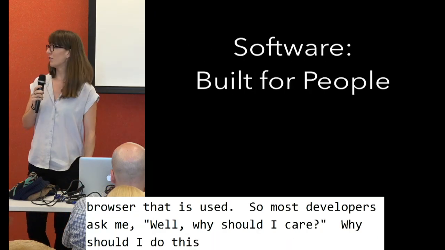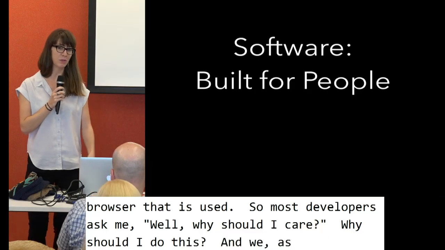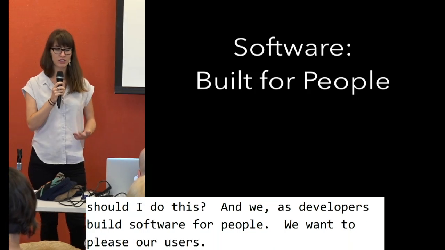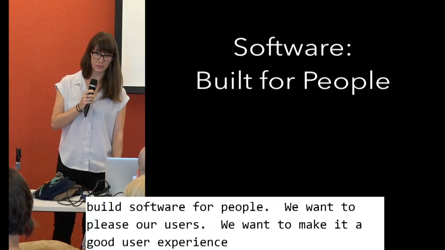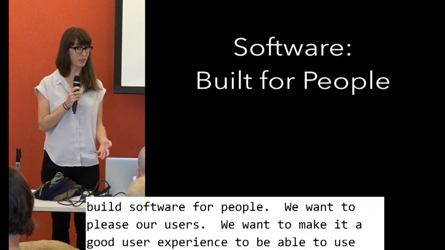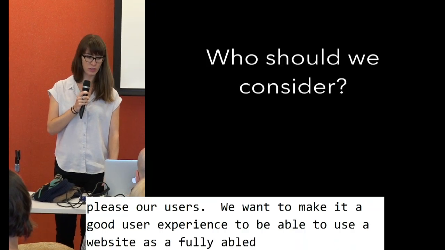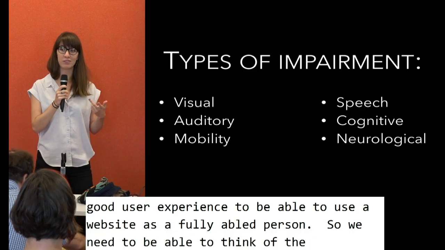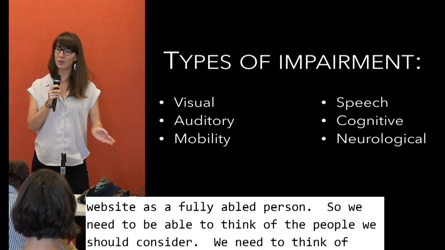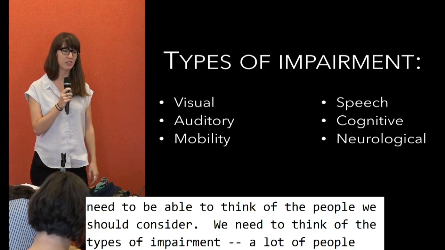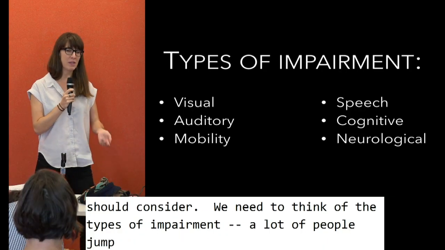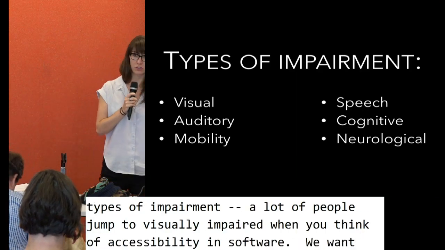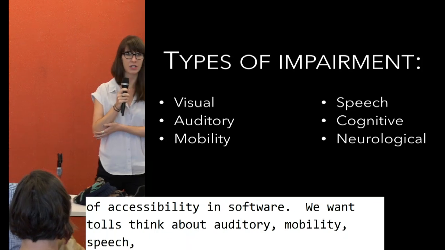We as developers build software for people. We want to please our users. We want to make it a good user experience, as it is for a fully abled person. So we need to think of who we should consider. We want to think of the types of impairment. A lot of people jump to visually impaired when they think of accessibility in software, so we also want to think beyond that. We want to think of auditory, mobility, speech, cognitive, and neurological impairments.